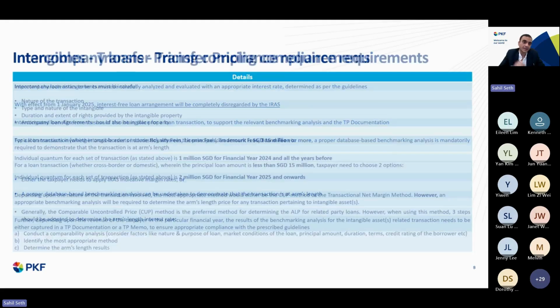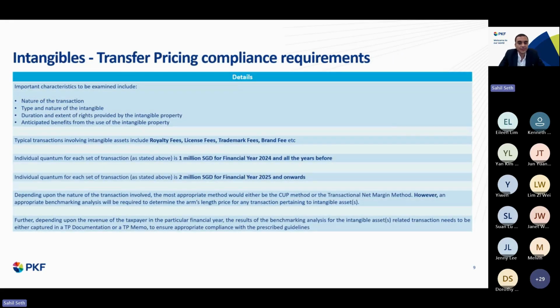Now, coming last towards the intangibles, right? For an intangible related transaction, the most important characteristics to be analyzed include the nature of the transaction, because the nature of the transaction, as is mentioned here, could involve intangible assets, right? Which will have elements like royalty fee or license fee or trademark fee, brand fee, etc. So that's why we have to first of all analyze what is the nature of the transaction, then what is the type and the nature of the intangible.